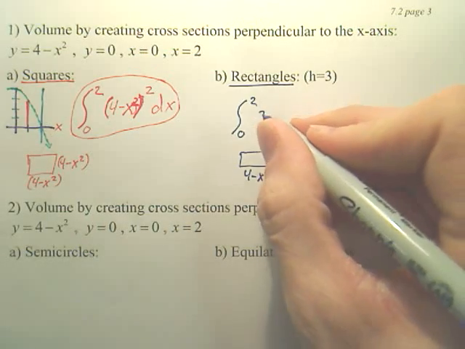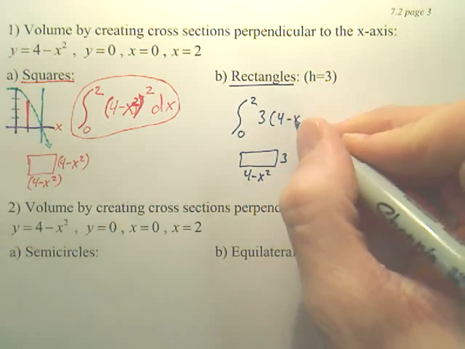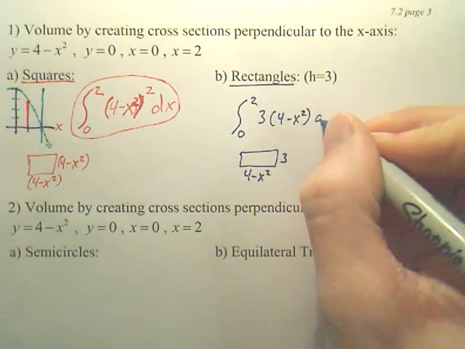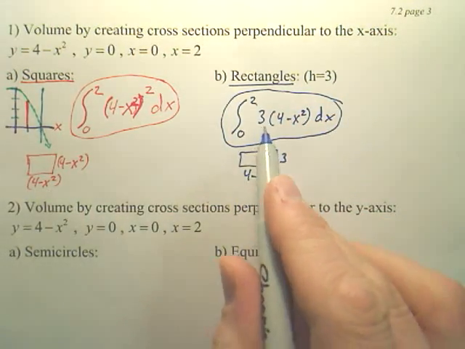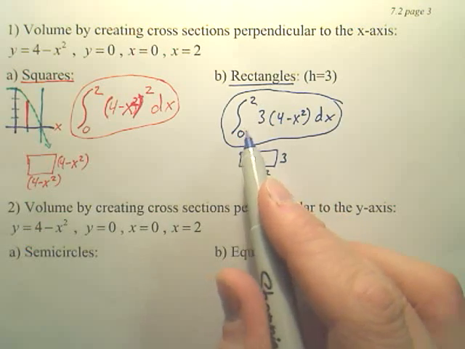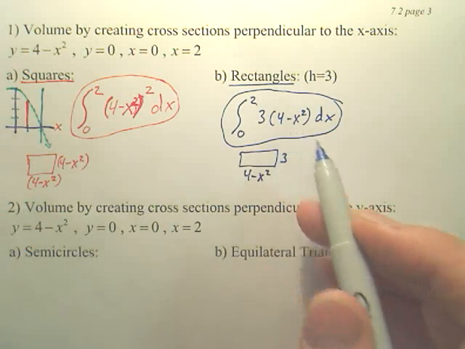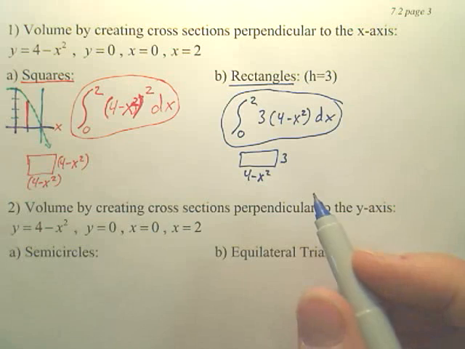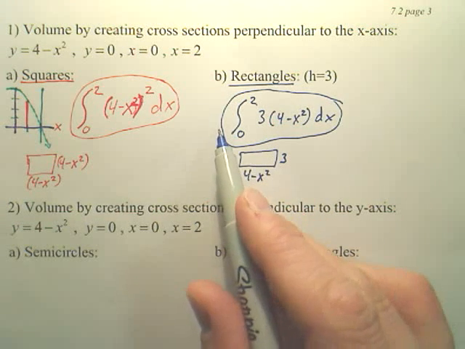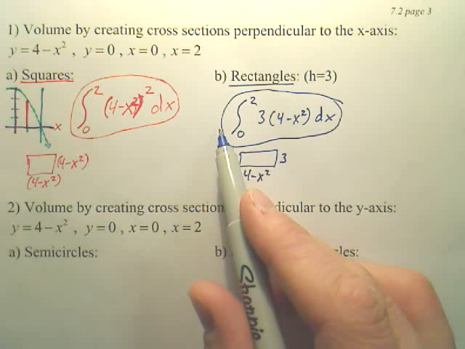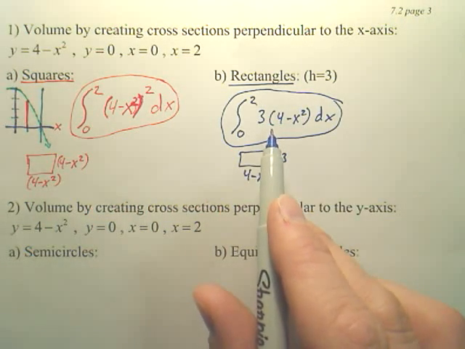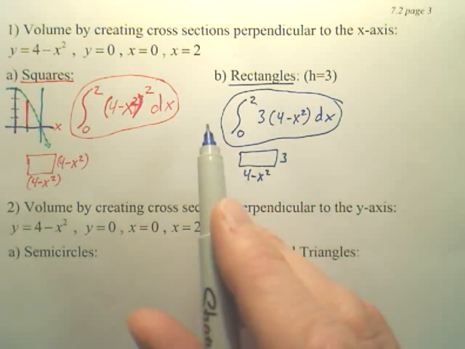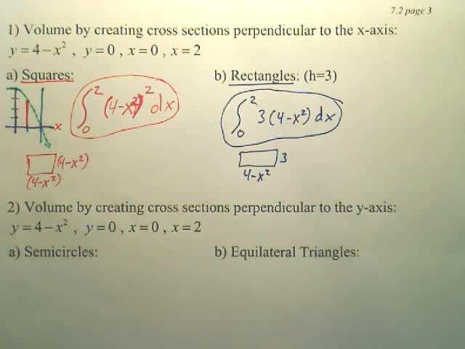So basically this one's simply 3 times 4 minus x squared dx. Isn't that my height? Isn't that my base? Won't the integral add up those rectangles of height 3, base 4 minus x squared? Could I pull the 3 out when I integrate this? Yeah. And both these problems are doable. Sometimes they're calculator based, sometimes they're not. Make sure you can solve these both ways.